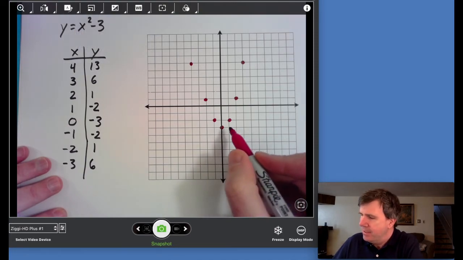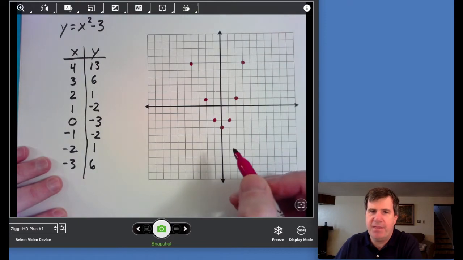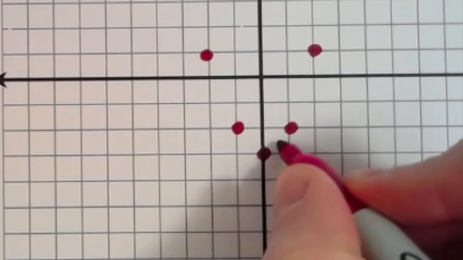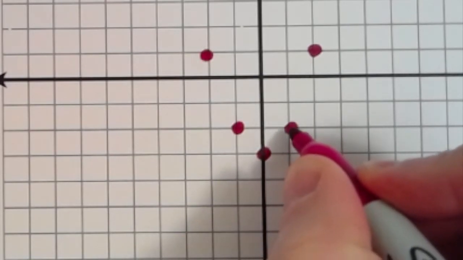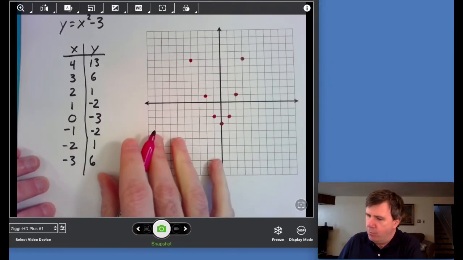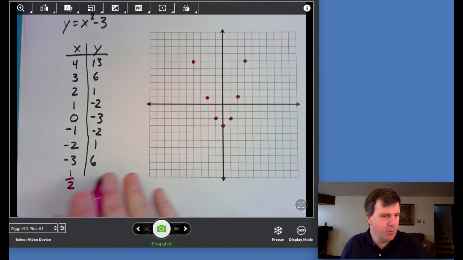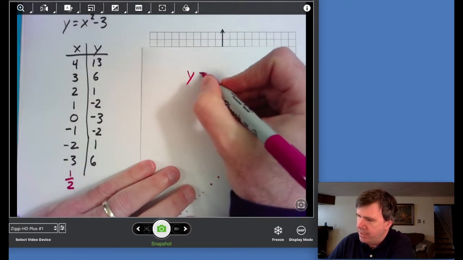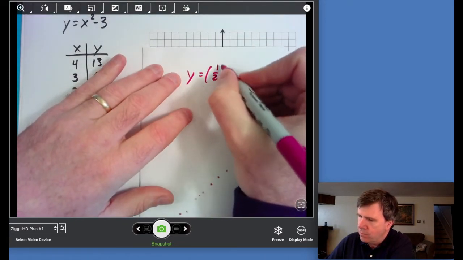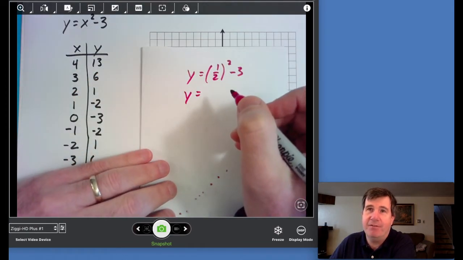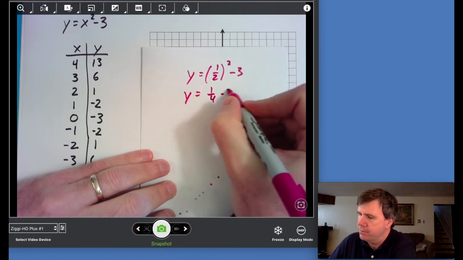And in fact, we could connect these with all straight lines, but that actually won't work. And here's why. If I connect these straight across right here, that means the point 1/2, -2.5 should be on the graph because it would be right in the middle. But if I put 1/2 in my chart here, what happens when I square 1/2? So we have y equals 1/2 squared minus 3. A half times a half, that's a half of a half, which is a quarter, minus 3.